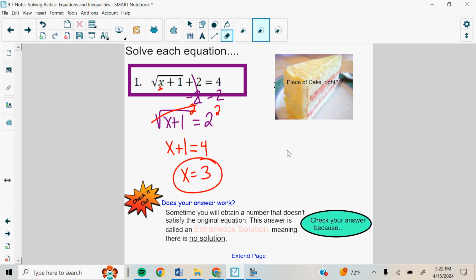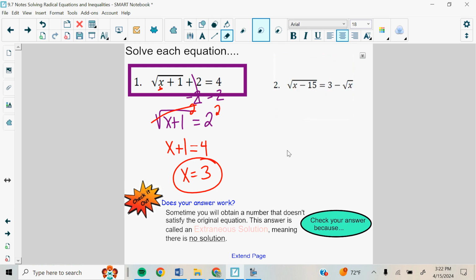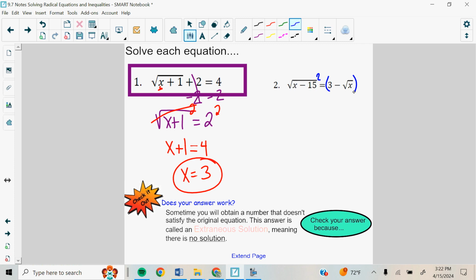Awesome. So then let's go ahead and look at problem 2. Now this one is a little different. We have a radical on both sides. When we end up with a radical on both sides, you want to make sure one of them is isolated, either the right side or the left side. So we're going to square that, and then we're going to put this side in parentheses and square that also. So the square and the square root cancel and we get x minus 15 on the left side.